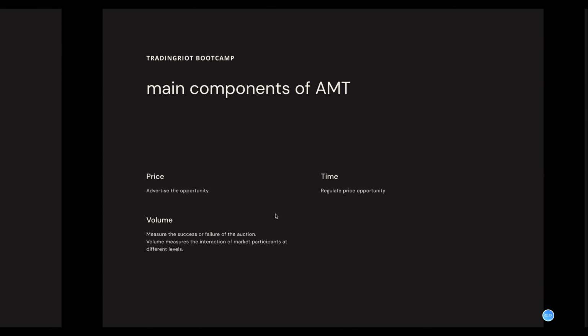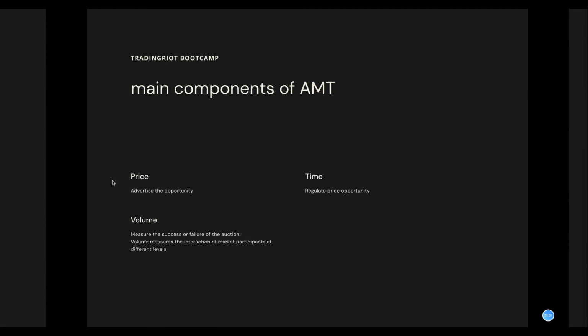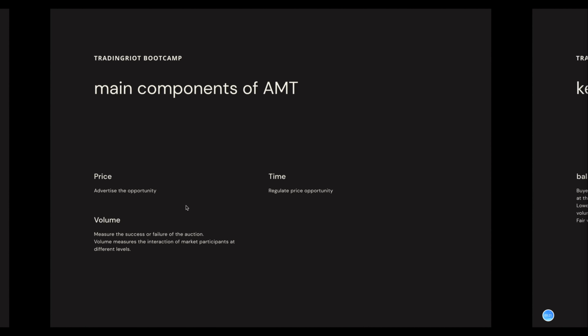The main components of the auction market theory are the price, which advertises the opportunity, time, which is regulating the price opportunity, and the volume, which measures the success or failure of the auction. Volume measures the interaction of market participants at different levels. So all these things play a kind of importance.